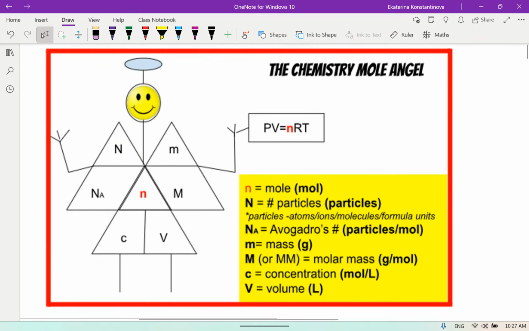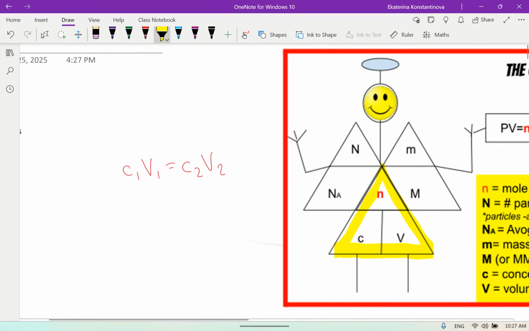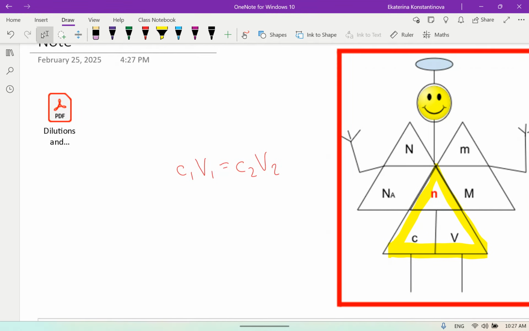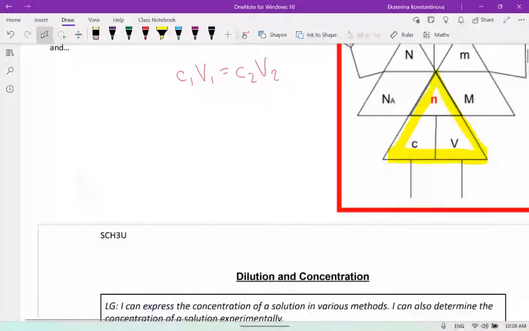Hi everyone. So today for Unit 4 we are going to be learning how to relate moles to concentration and volume. So in our mole angel, that is this triangle over here. We're also going to be taking a look at another equation that helps us with dilution. C1V1 equals C2V2, where C is concentration and V is volume in liters.